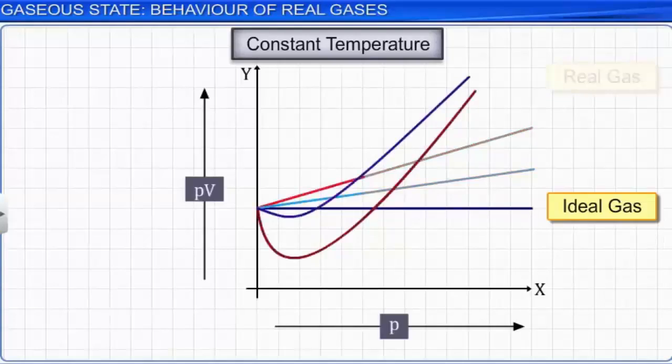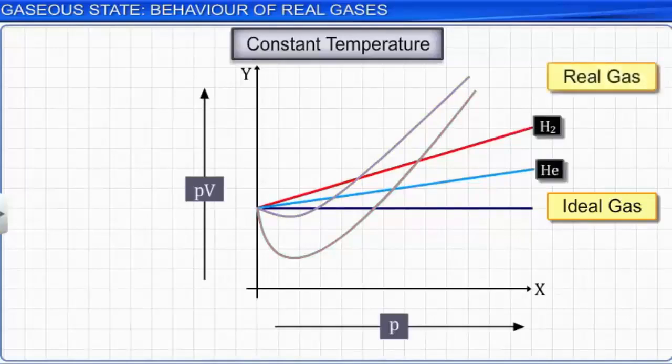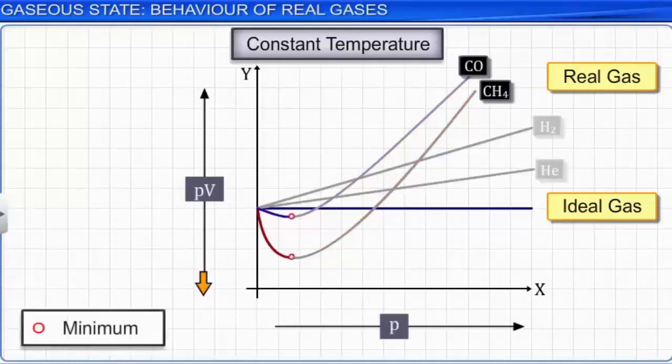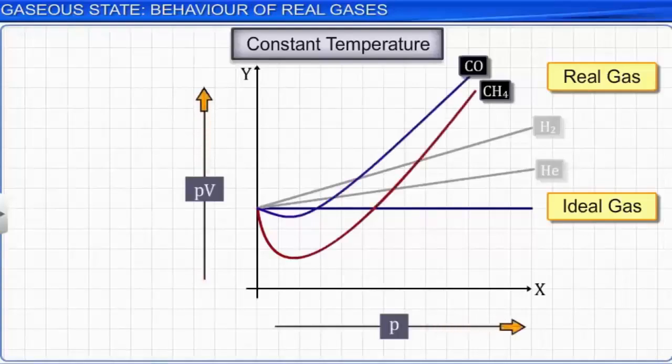The curves for hydrogen and helium, as shown, lie above the ideal gas curve, and these two gases show a continuous increase in PV with the increase in pressure. Whereas, for other gases such as carbon monoxide and methane, the PV value first decreases with the increase in pressure and reaches a minimum. Then, this value increases with the increase in pressure so that it crosses the straight line of the ideal gas. Thus, a negative deviation is observed initially in the curve, followed by a positive deviation as shown in the graph.